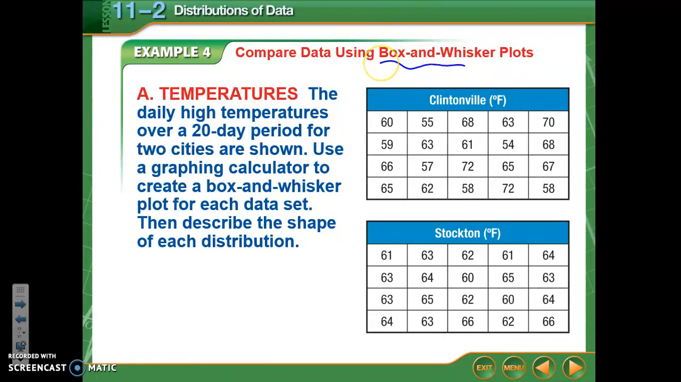All right, example 4. This time we're going to compare with box and whisker plots instead of with histograms. So here we have the daily high temperatures for 20 days for two different cities, Clintonville and Stockton. So use your graphing calculator to do the box and whisker plot for each data set and describe the shape.